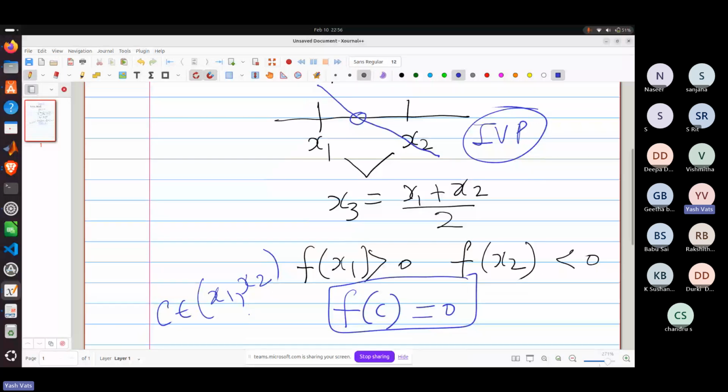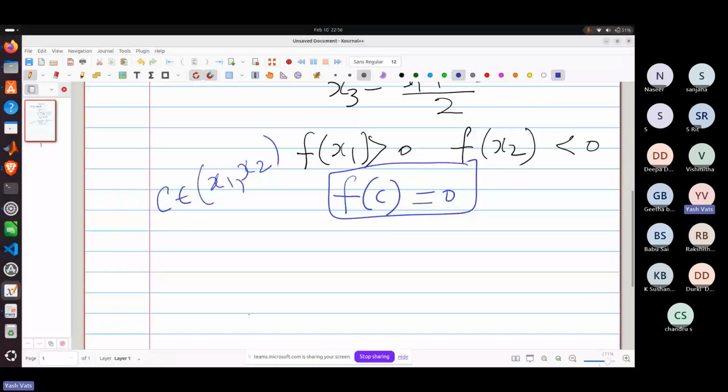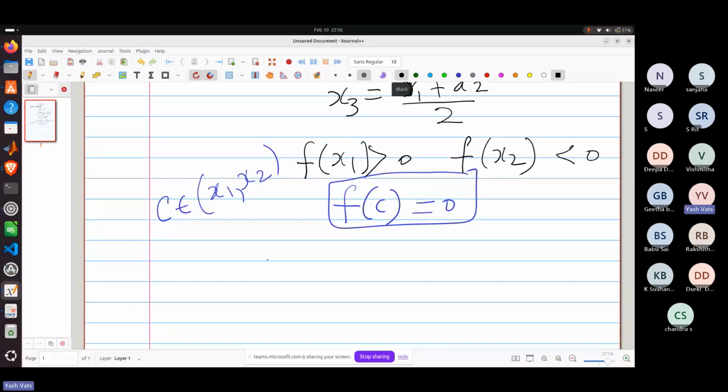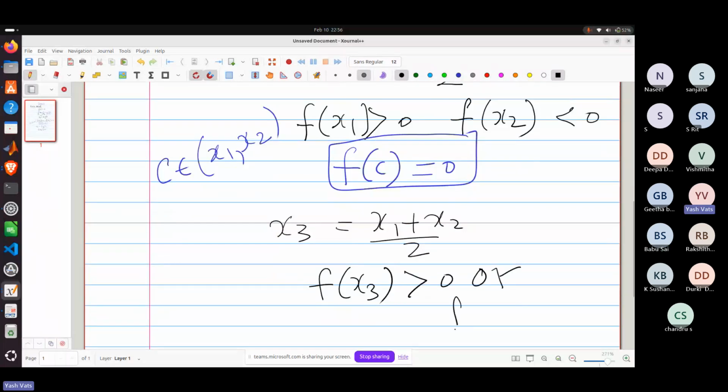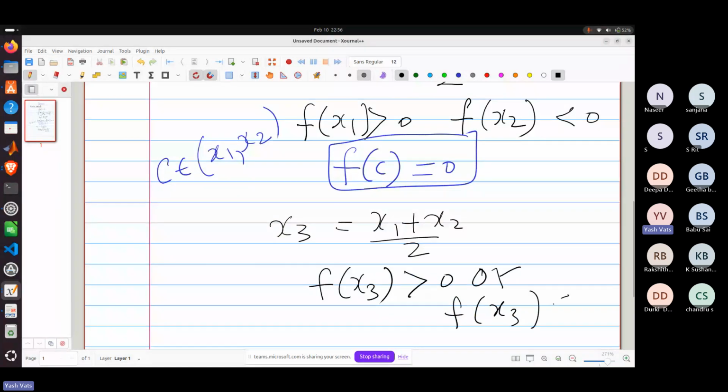So how do you do that? You have f of x1 times f of x2 less than 0. Then you check at x3, which is x1 plus x2 by 2, that I already described. Check the value of the function at x3. It can be greater than 0 or less than 0. In that case, compare with the previous values. I'll use the red one. If f of x3 is greater than 0, go to this. If f of x3 is less than 0, go to this.